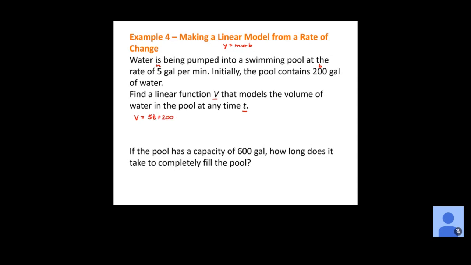So since it's 5 gallons per minute, where t represents the number of minutes, we got 5t, and then plus the 200, that's our y-intercept, that's our starting point. And if I do that, that should give me the volume of water in the pool now. Any questions on the setup for that one now?